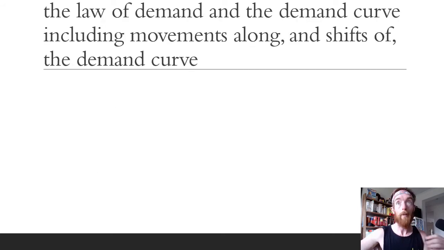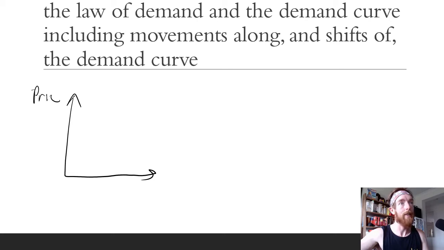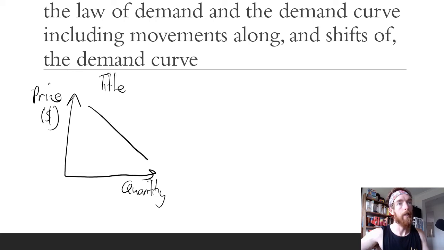All right, now we've got the law of demand, the demand curve, including movements along and shifts of the demand curve. So you need to be able to draw demand and supply curves, and they need to be fully labeled. What's going to be important with that is that you need to be able to say price, quantity, you're going to need a title, and you're going to need the demand curve sloping in the right direction. That's your general starting point.